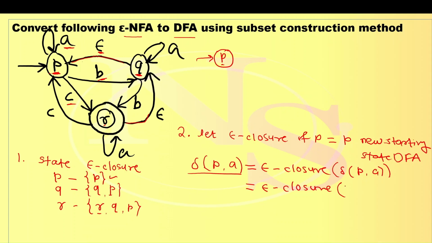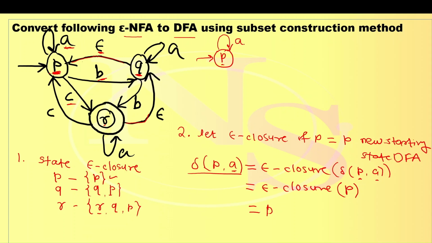Then go to the given epsilon NFA. Delta of P, A means what? State P reading A. Going to the state P reading A, it's going where? P only. So write down P itself. Is there any other transition for A from P? No. Then epsilon closure of P, what is it? P itself. What does this show? This indicates that state P reading A goes to P, meaning P has a self loop for A.